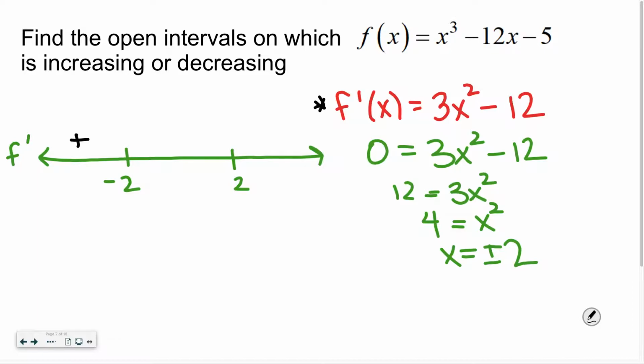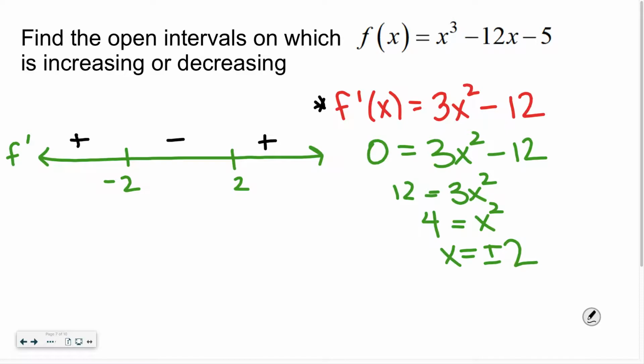What's a nice number between -2 and +2? 0. Great choice. And if we plug 0 in for our derivative, we get -12. We get negative numbers. And it doesn't matter what you plug in along the interval, they're all going to be negative. If we chose 1, -1. To the right of 2, 3. 3 times 3 squared minus 12 would give us a positive number.